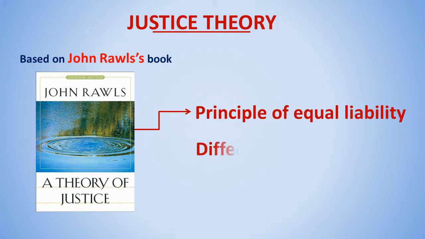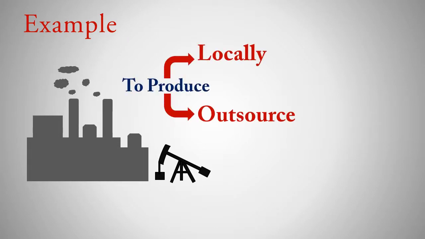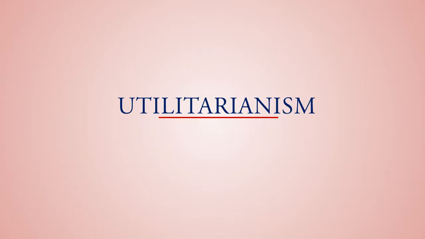And number 2, the difference principle, which states that social inequities are only acceptable if they cannot be eliminated without making the worst off class even worse off. Consider a company that has two choices in terms of production, that is, produce locally or outsource. Based on this theory, the company can choose to outsource, assuming that the workers in the other country are worse off than the local workers. And the third one is utilitarianism.